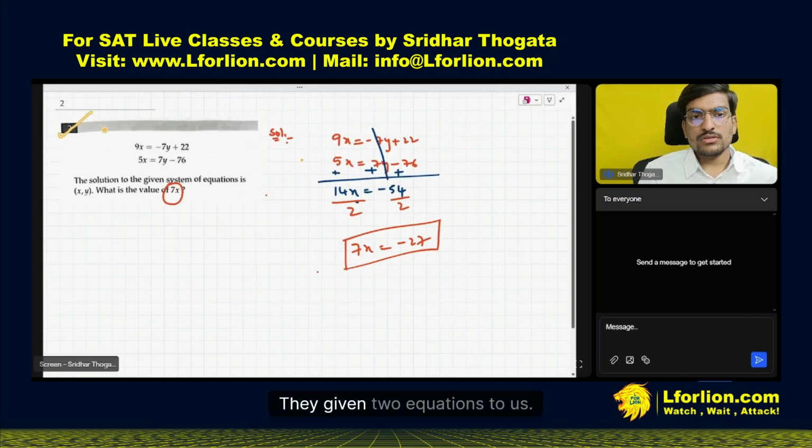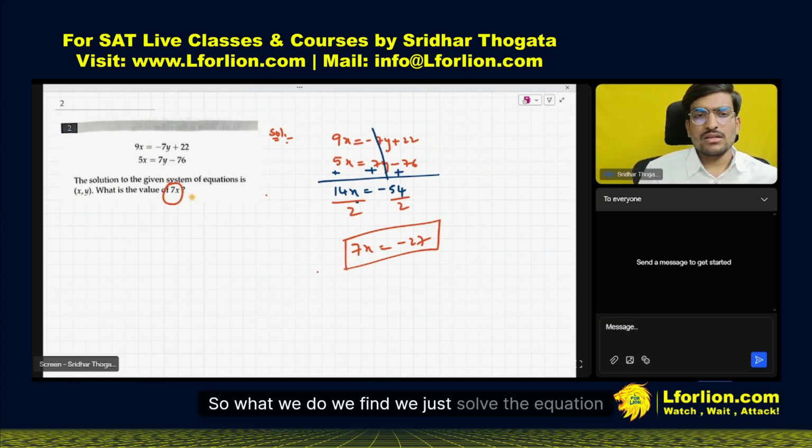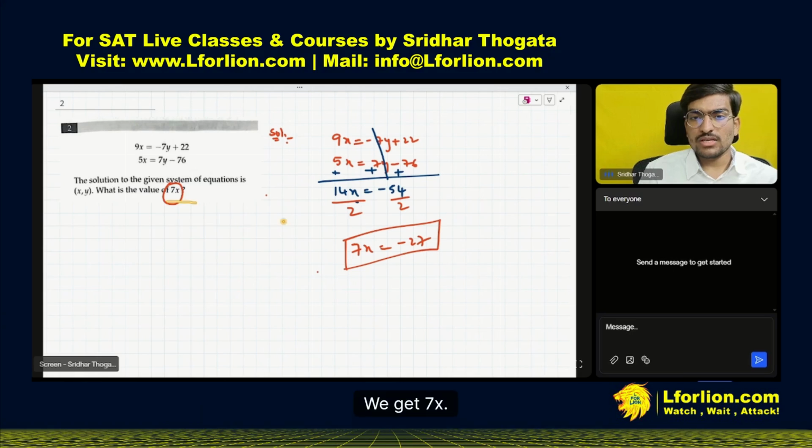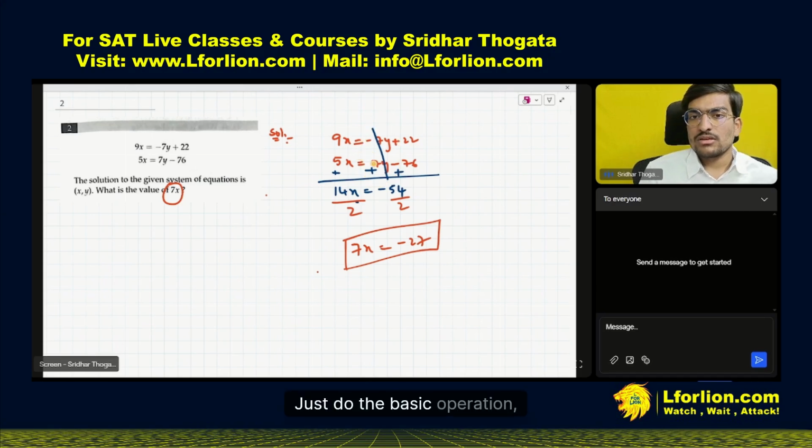Question number 2, they gave two equations to us. The solution to the given system of equations is x comma y. What is the value of 7x? They are not asking for the value of x. So what we do is solve the equations and get the value of x, and then multiply by 7, and we get 7x. Watching the options, you can clearly see the x terms are matching, and the y terms are matching. Just do the basic operation, add or subtract accordingly to eliminate the matching terms.